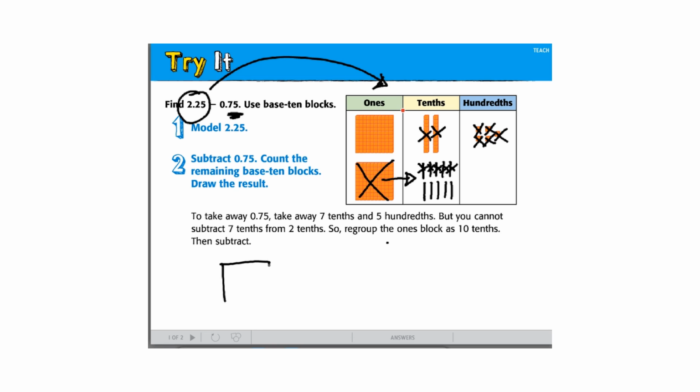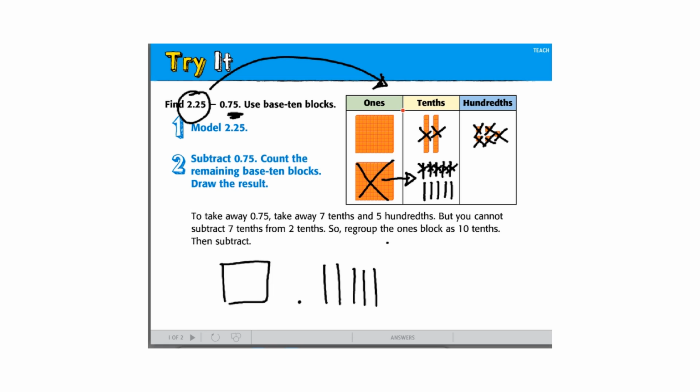So I have 1. Then I have 1, 2, 3, 4, 5 tenths. And I have no hundredths. So this is my picture of that. And so I have 1 and 5 tenths. Yes, go ahead.